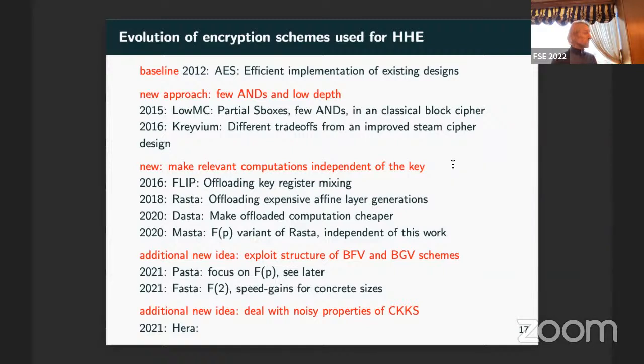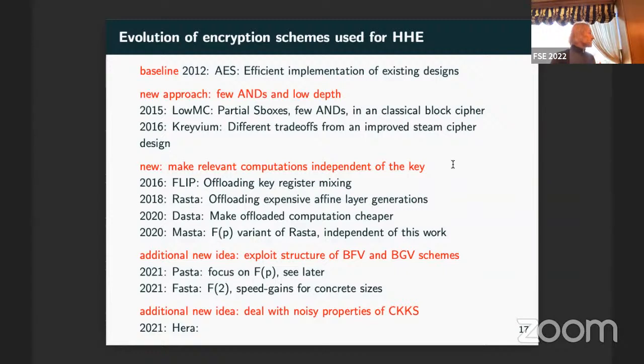Follow-up designs, for example Dasta, made this offloading cheaper. And very recently, colleagues in Korea started to have variants that not only work over bit strings, but also over FP, otherwise looking a bit similar to Rasta.